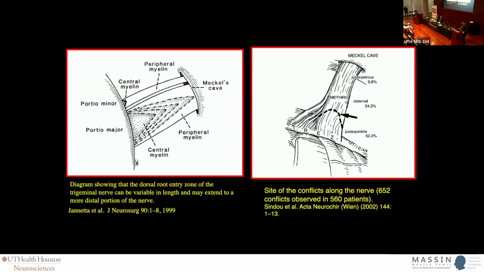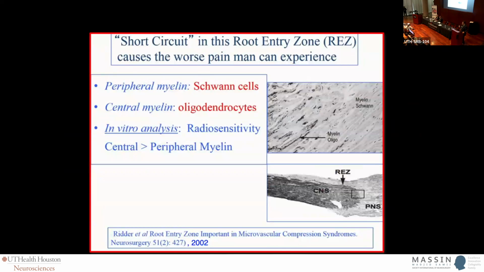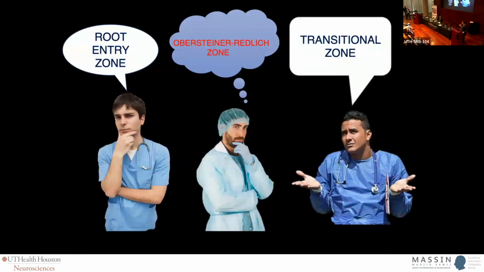So here you can see a diagram of Jannetta that shows that the root entry zone of the trigeminal nerve can be variable in length and may extend to a more distal portion near the trigeminus. And also Massin, in this publication in 2002, found more than 50% of his cases were outside of the root entry zone. But what is the root entry zone? There's some confusion. You see here, this is not the root entry zone, this is the transitional zone. So really, there is a confusion in many neurosurgeons until now.